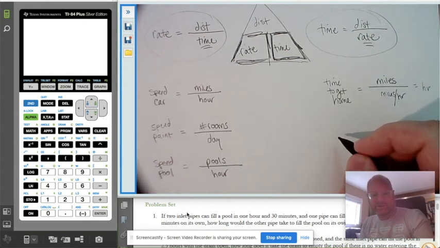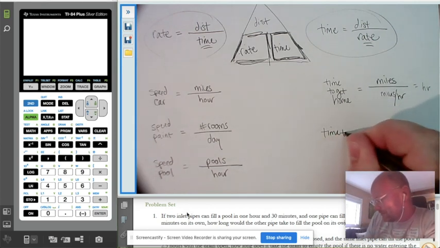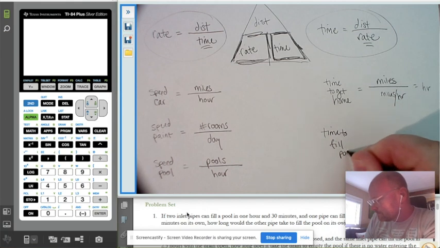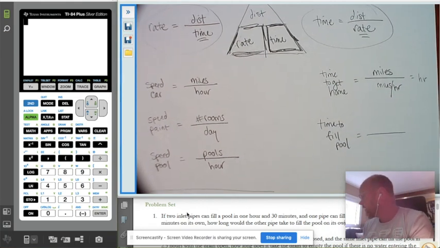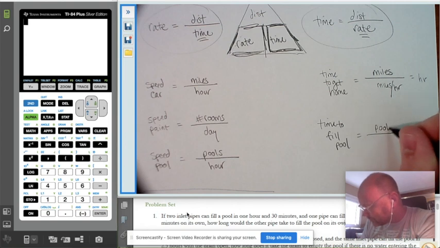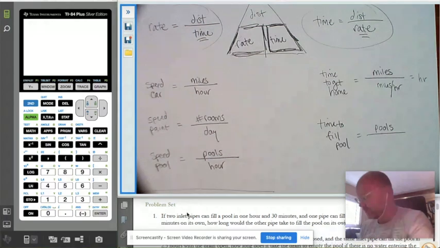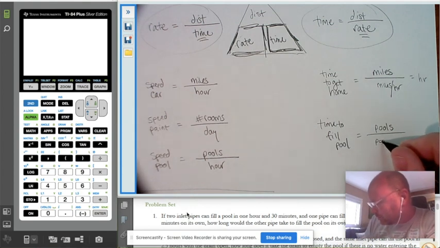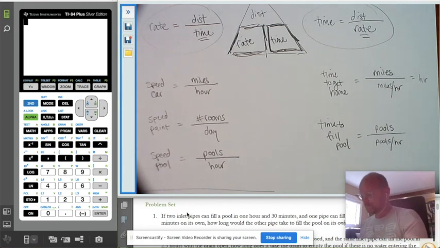If we're talking about the speed of filling a pool, well, what if we needed the time to fill a pool? We can absolutely think about the time that it takes to fill a pool. We can think about that in terms of the total number of pools divided by the speed at which you fill a pool. So it could be the number of pools you can fill per hour. And again, dividing those two just turns into hours. It's just a time, right?